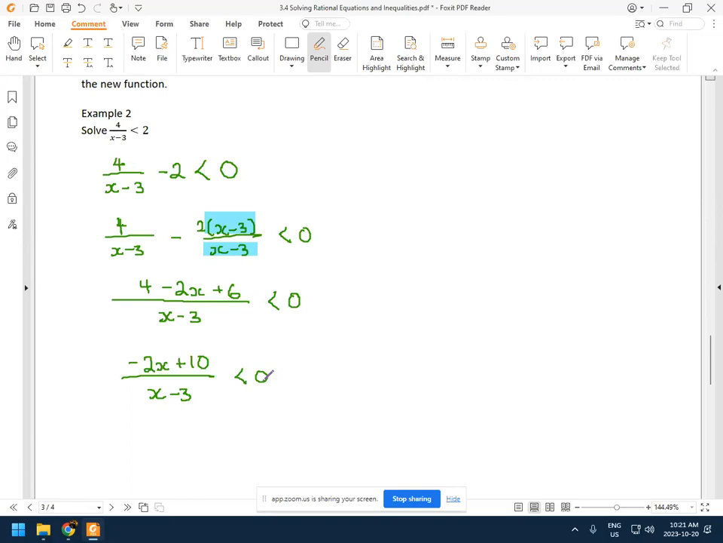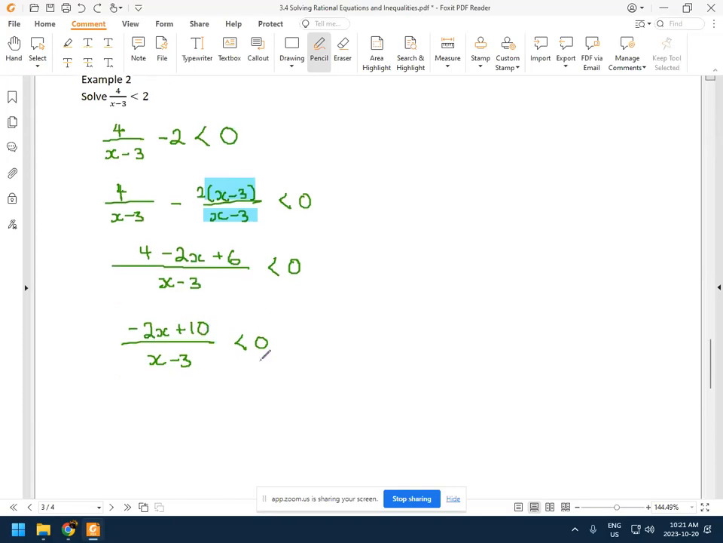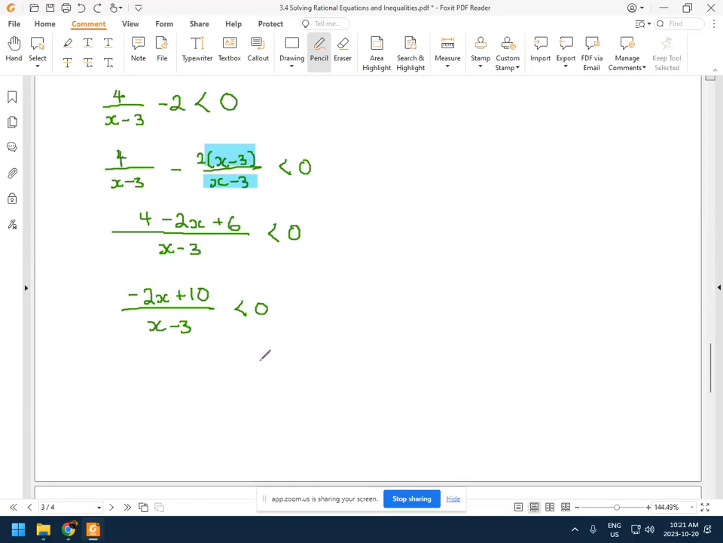How do we know it's no longer equals? Because if it was equals, we just look at the numerator. But since it is now an inequality, we need to see when it is above 0 and when it is below 0. Here's where your interval chart comes in. From here, I would say I'm going to factor it. It's easier to deal with a single coefficient of 1 instead of anything else.